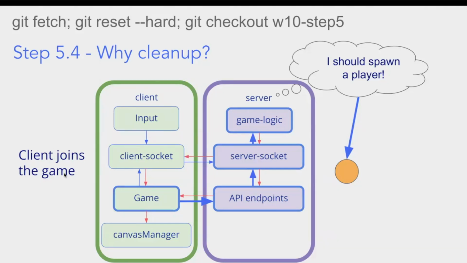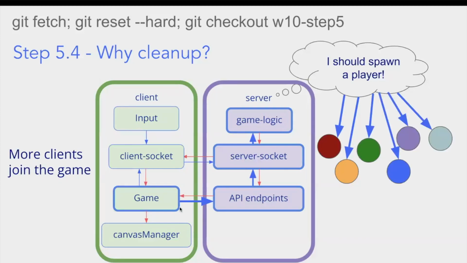Okay, so let's say we have a client that joins the game. And the client communicates this by sending an API request to the backend, and the server responds by spawning in a player and sending the update back to the client. Let's say more clients join the game. So the server spawns in more and more players on the backend into the game state.